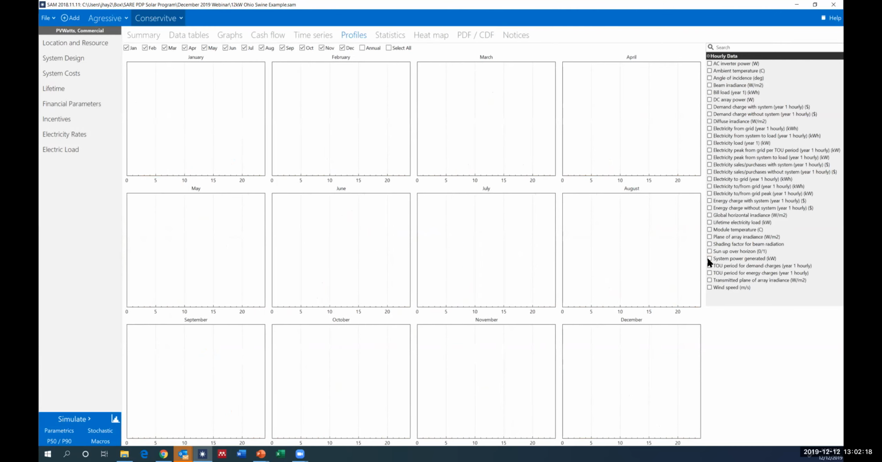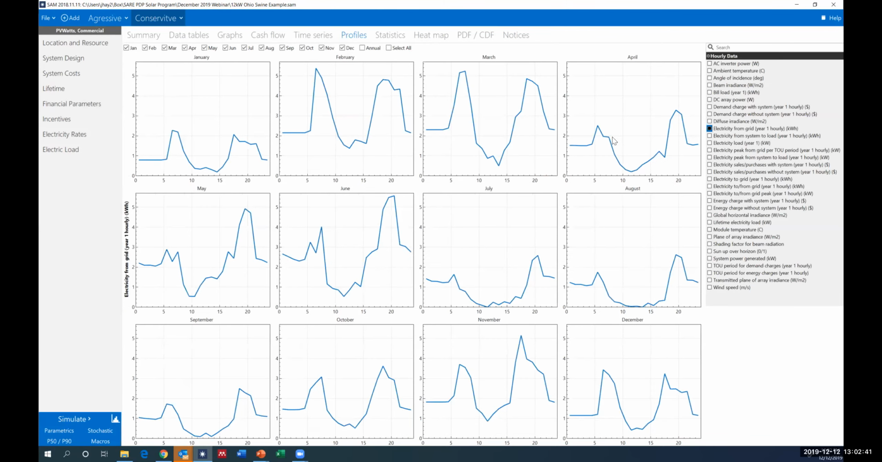Another one that I picked out that I thought is kind of fun and tells a little bit of a story is if I look at electricity from the grid. Remember that one I had before was the load and the system. Now let's actually look at how that solar affects the electricity from the grid.